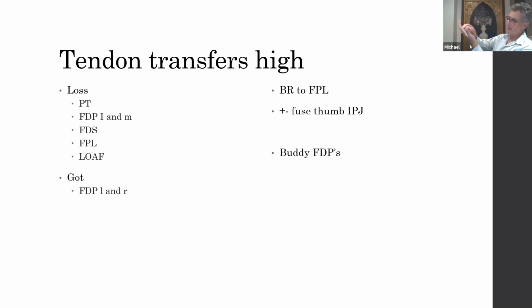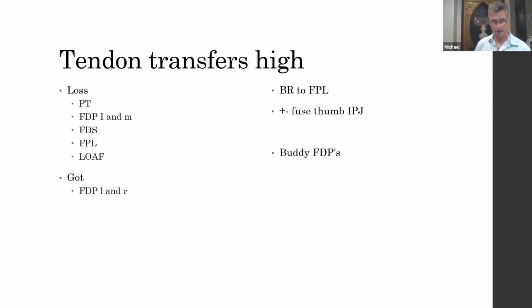This one is part of the same muscle belly, so it pulls in either almost fully or substantially. This one is often a separate muscle belly, so this FTP doesn't pull in at all. Remember, none of the FDSs are working, and the FPL is not working. So that's why when they try and make a fist, they do that. Obviously, they can fully extend, but when they try and make a fist, they get into that position.